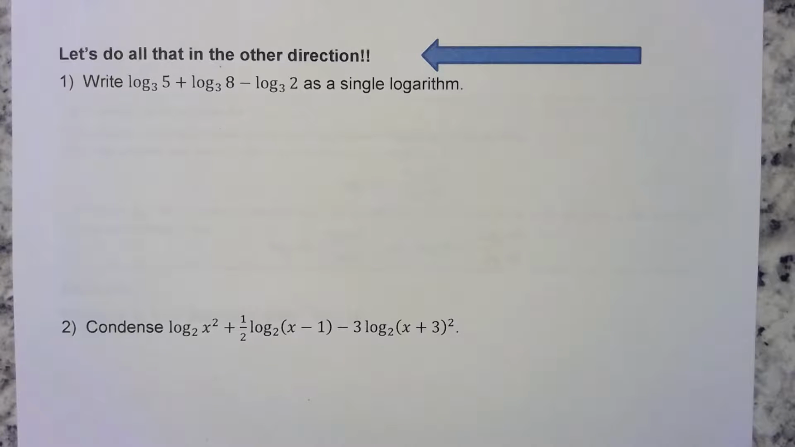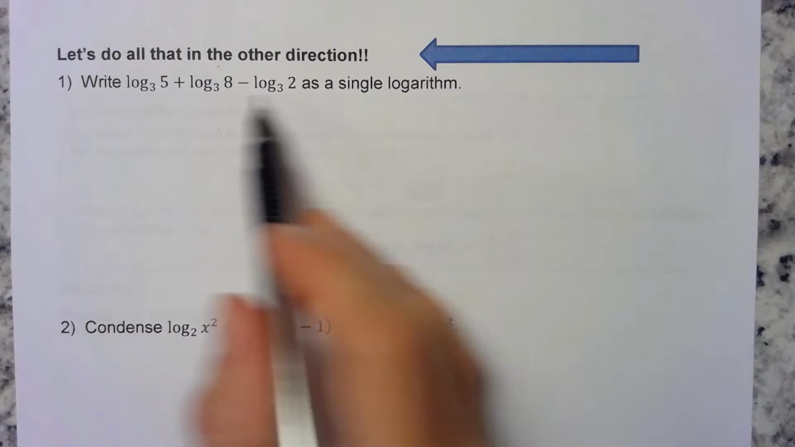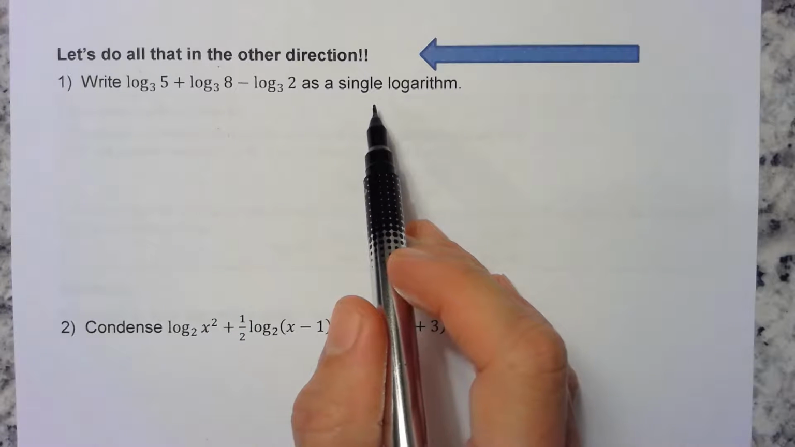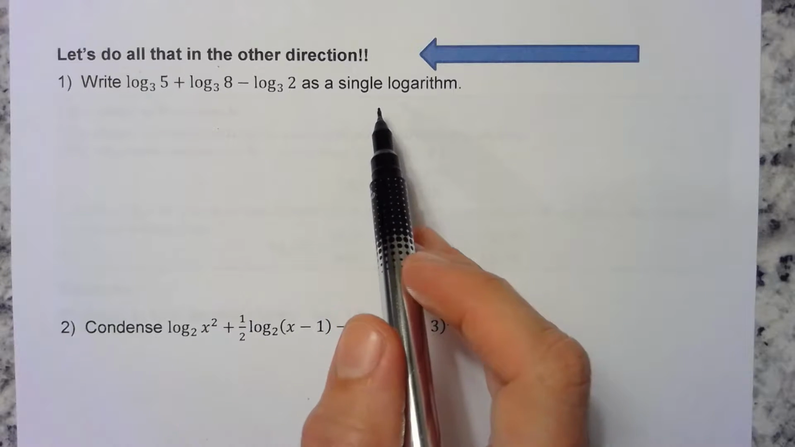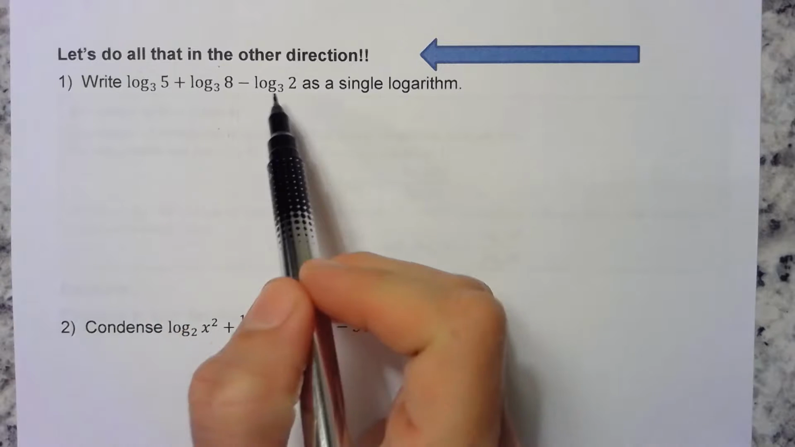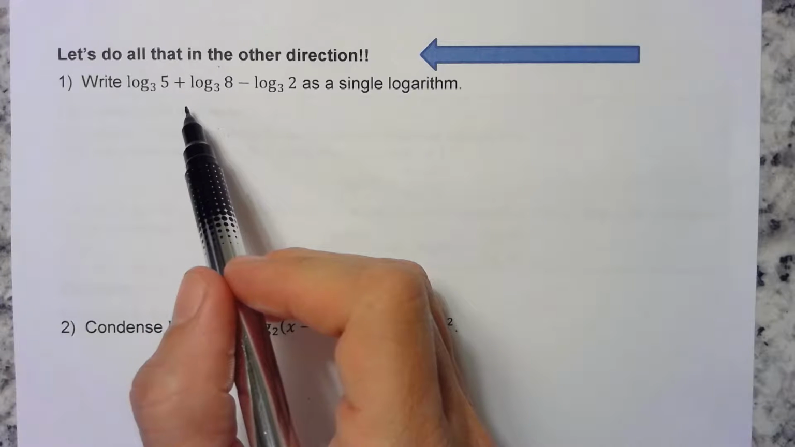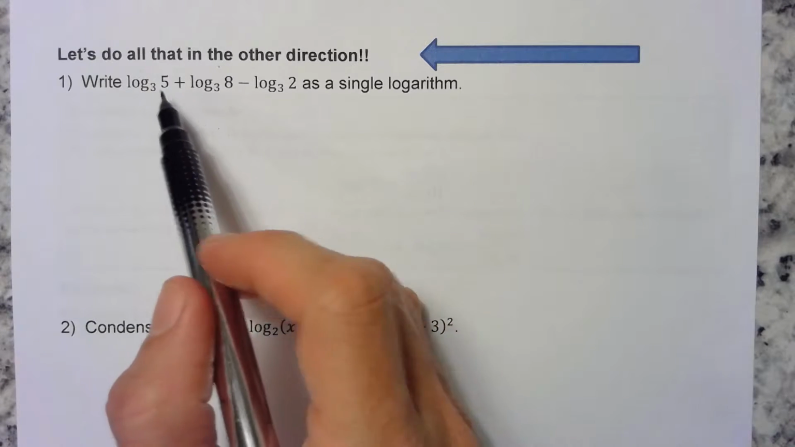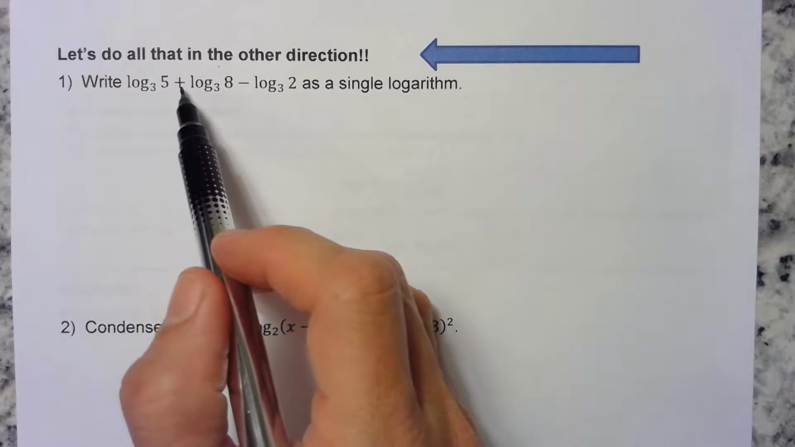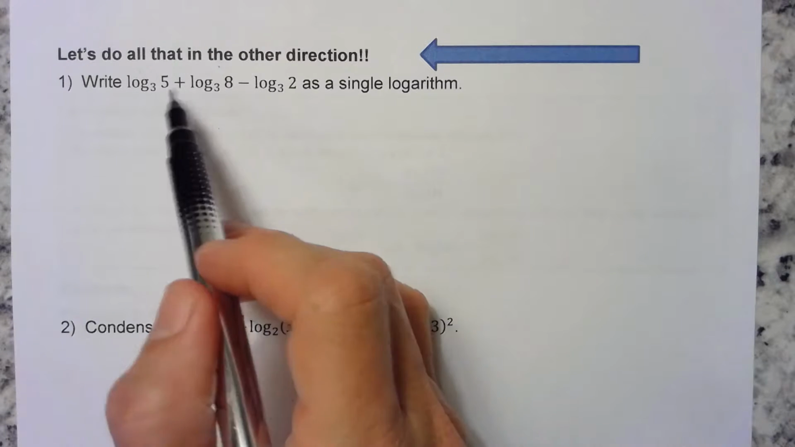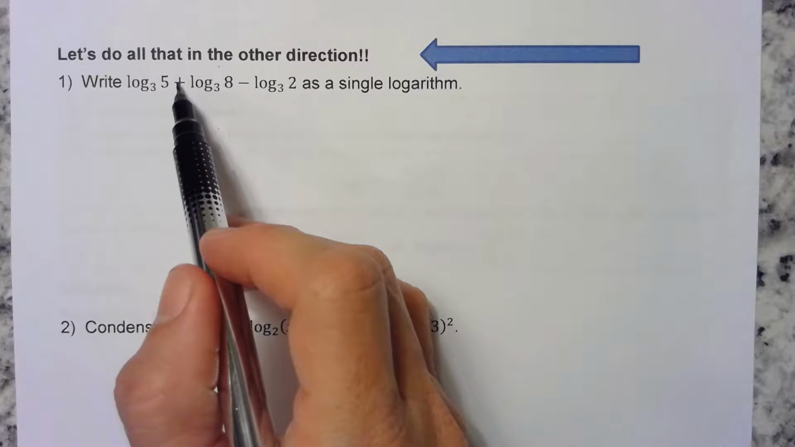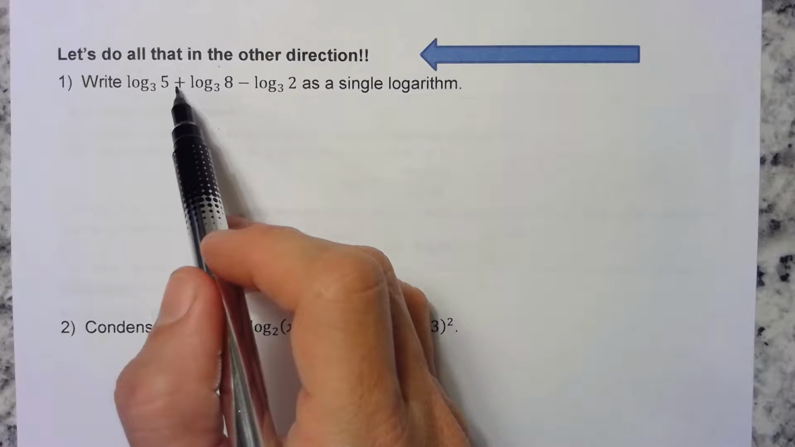So what if we're asked to do all of that in the other direction, meaning we want to write all of our expression as a single logarithm? Well, we have to pay attention to what we're given. We have log base 3, so you have to make sure all the bases are the same, and they are. We have a 5 here, we have an addition, and we have an 8 here. So when you see addition, you should automatically think multiplication, right?